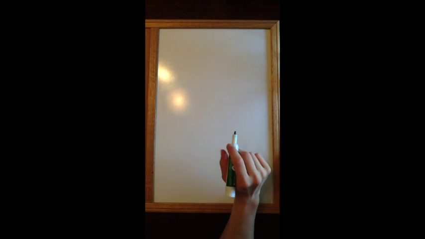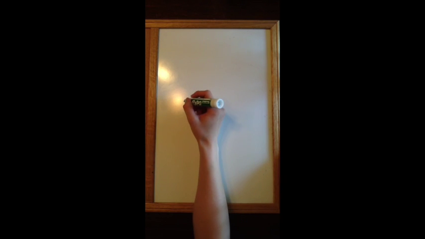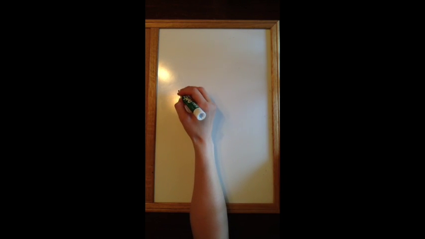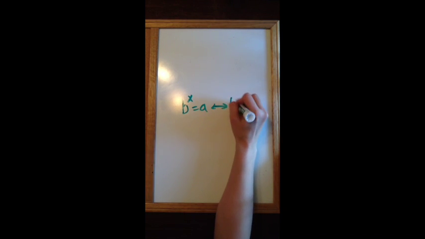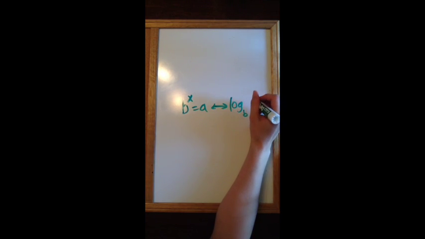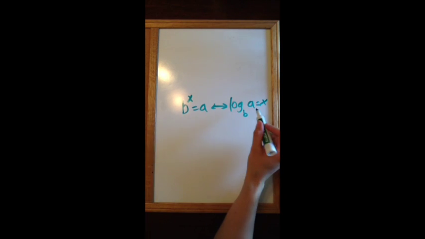Okay, I'm going to show you how to switch from log to exponential and exponential to log, and then how to evaluate with a calculator and without a calculator. So let's just do this definition. If we have b to the x equals a, this turns into log base b of a equals x. This is our definition for a log.